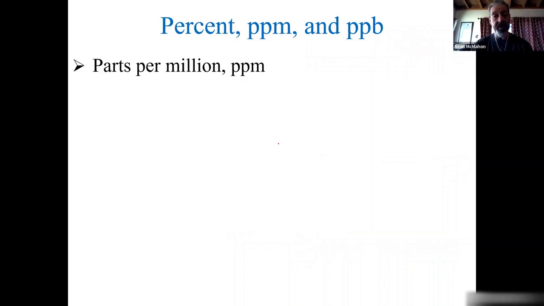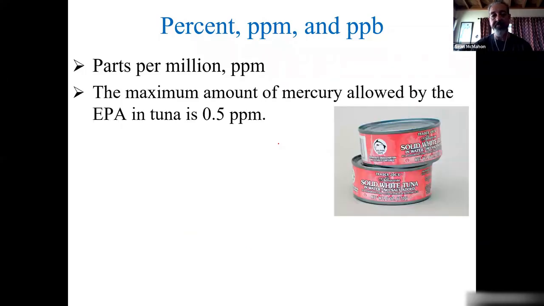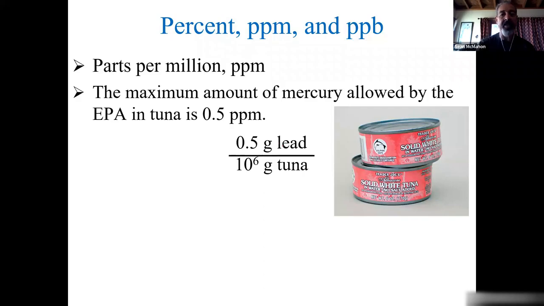So I talked about percents, but there's also, we've heard parts per million and parts per billion. So parts per million is ppm, right? So, maximum amount of mercury in tuna, since we talked about mercury, from the Environmental Protection Agency, that's what EPA stands for, is 0.5 parts per million. So that means there's 0.5, I put lead here, it should have been mercury, my bad. 0.5 grams of mercury per million grams of tuna. So that's why it's 10 to the 6.